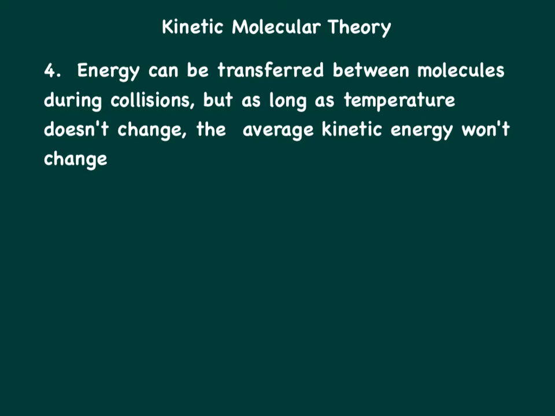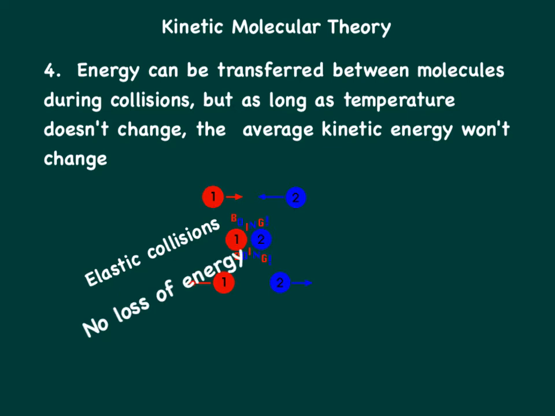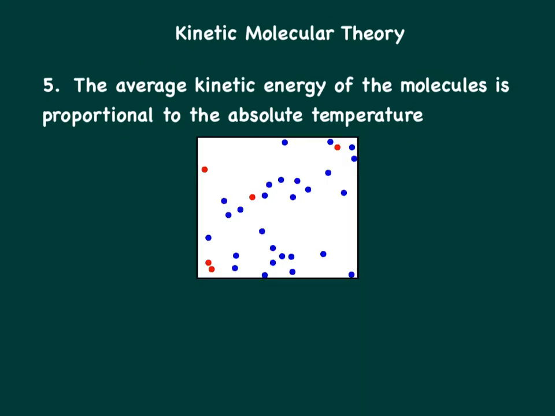Energy can be transferred between molecules during collisions, but as long as the temperature doesn't change, the average kinetic energy won't change. In other words, these collisions are perfectly elastic. And the total kinetic energy after the collision is equal to the total kinetic energy before they encountered each other. The average kinetic energy of the molecules is proportional to its absolute temperature. So at a given temperature, all of the molecules in the gas have the same average kinetic energy. Absolute temperature is a measurement of the average kinetic energy.